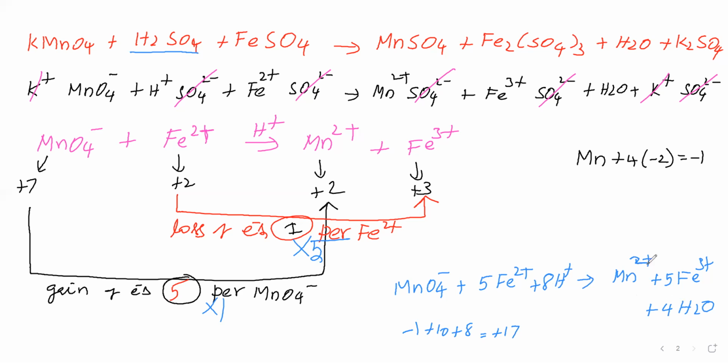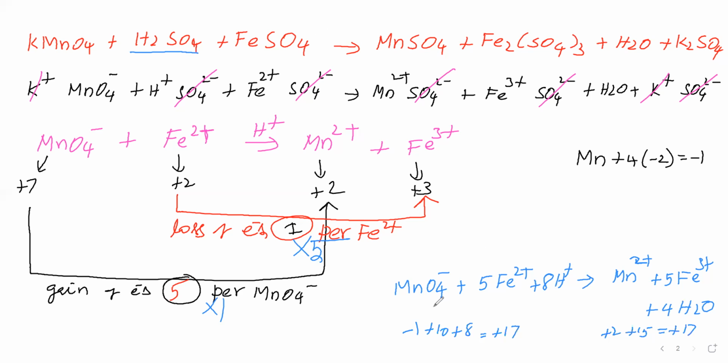Right side, you see. Here Mn contains +2. Fe, 5 into +3, is +15. Therefore it equals +17. Okay. Charge is balanced. That means we have balanced this ionic form correctly. Now we have to give the balanced equation as per the given equation. The given equation is this. As per this, we have to give the balanced form.